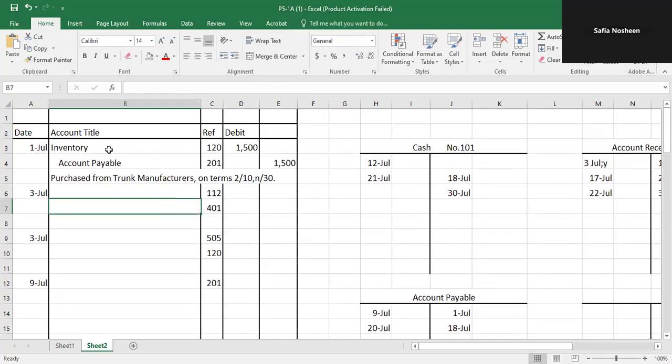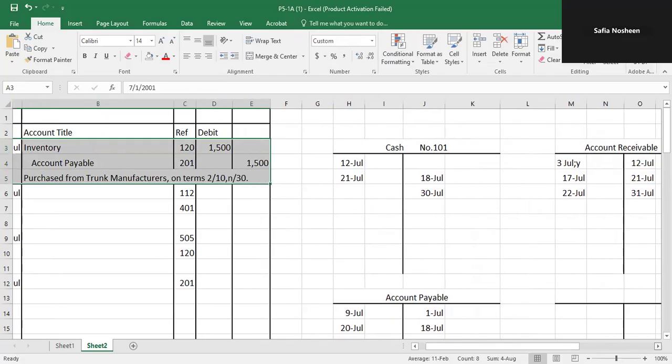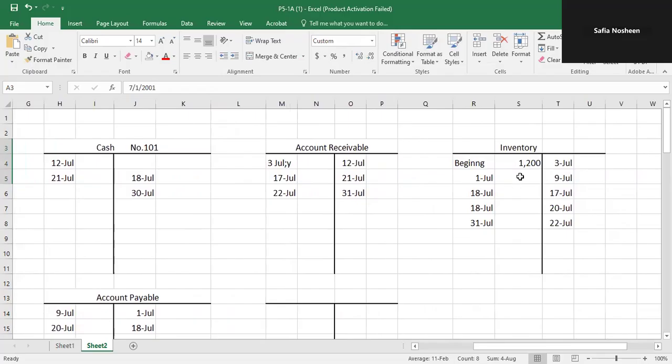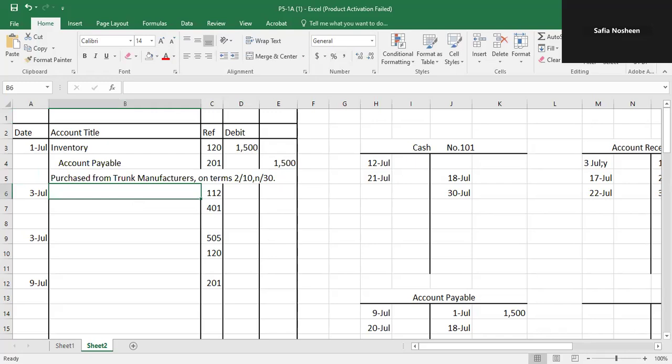Right, so our transaction is completed now, and so we will post it. Inventory account, 1st July, 1500. Accounts payable, 1st July, 1500. So we have completed our transaction posting as well.